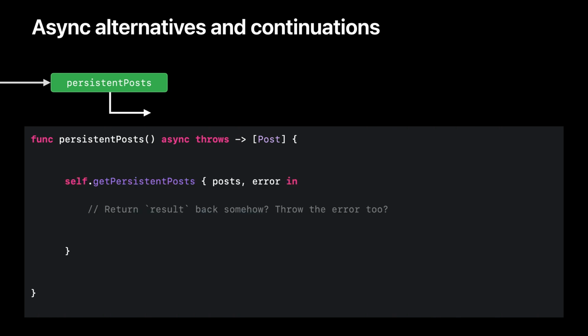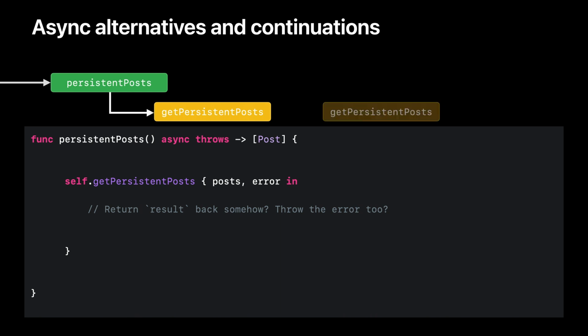Next, we call the completion handler version of getPersistentPosts. And, well, now we're stuck. We need to return the result from the callback back to the places awaiting calls to the async persistent posts function. Not only that, those callers are in a suspended state. We need to make sure to resume them at the right point in time and with the right data so that they can get on with the rest of their work.